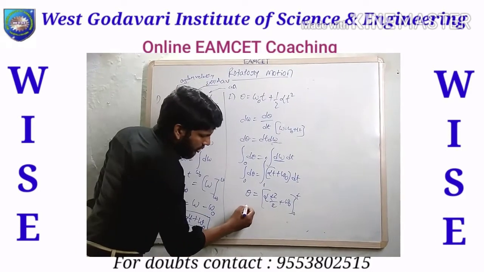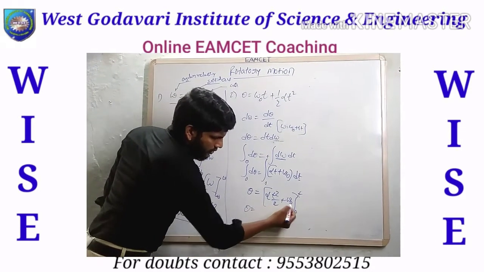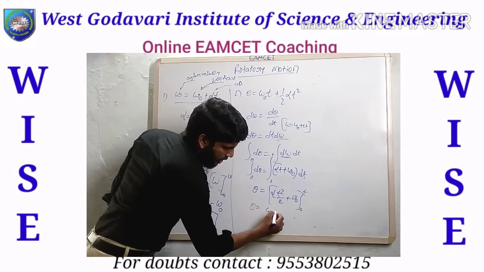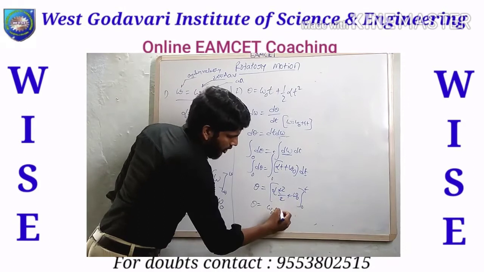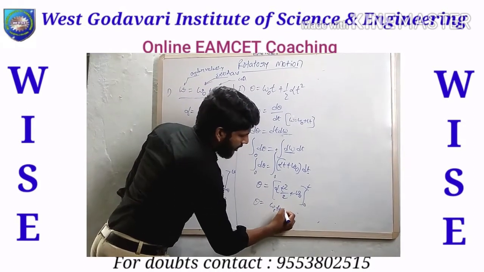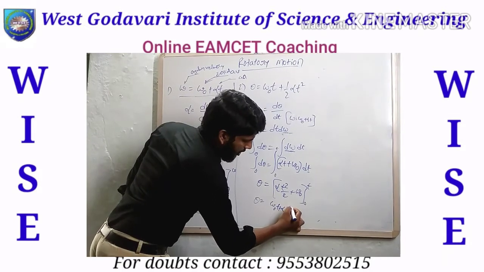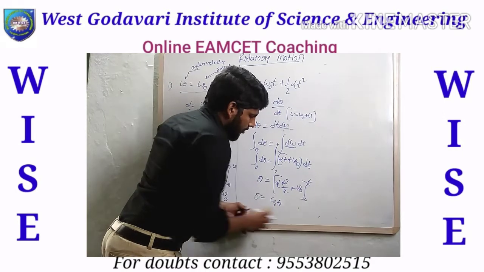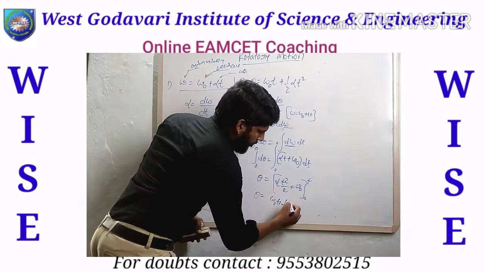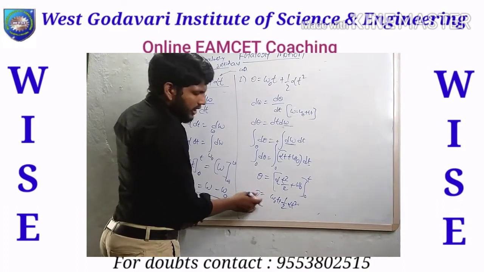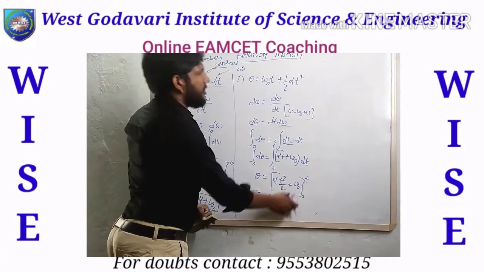Now write down theta equal to omega naught, and substitute the limit: omega naught into t. Plus alpha into t square by 2. You can write it as one half alpha t square. This is the equation: theta equal to omega naught t plus one half alpha t square.